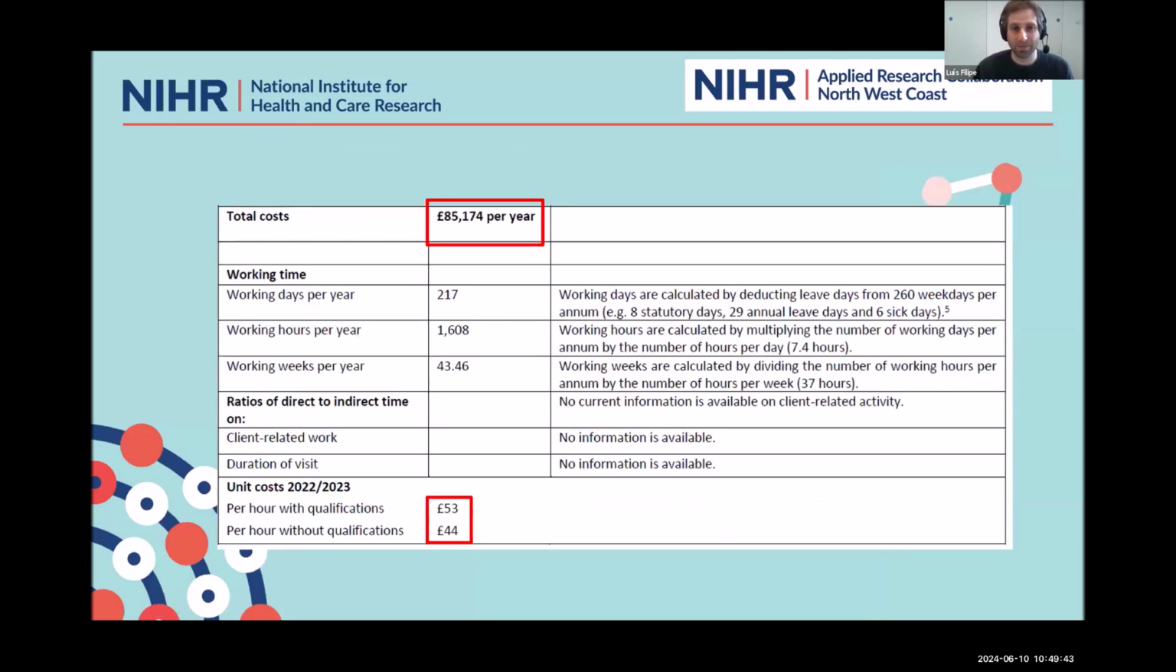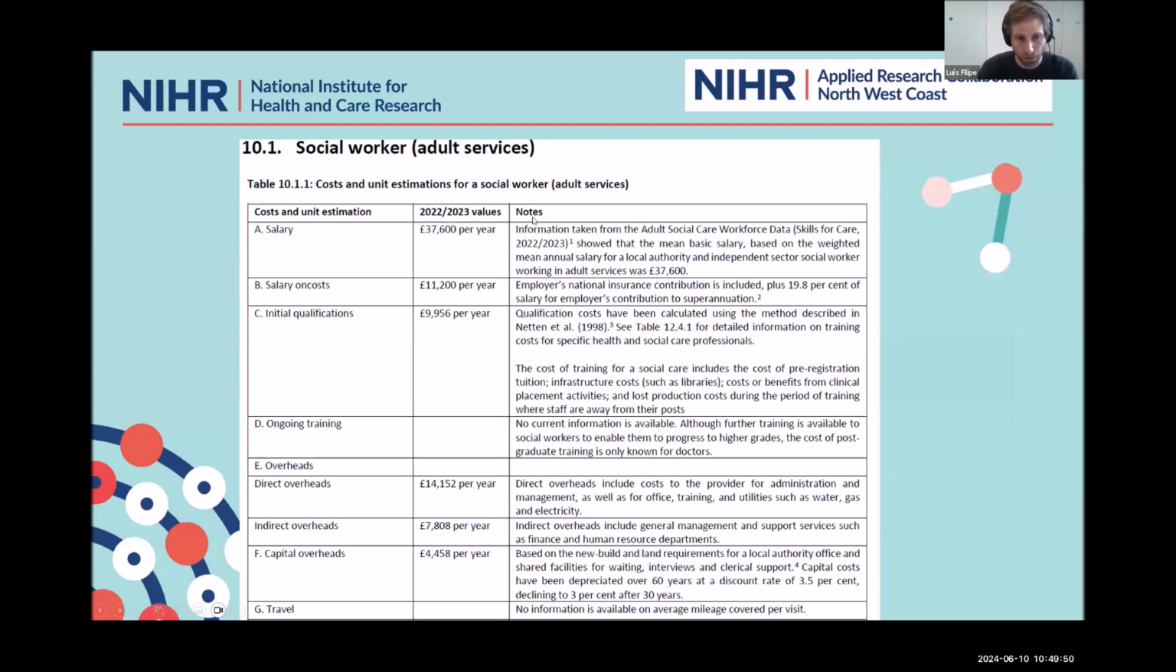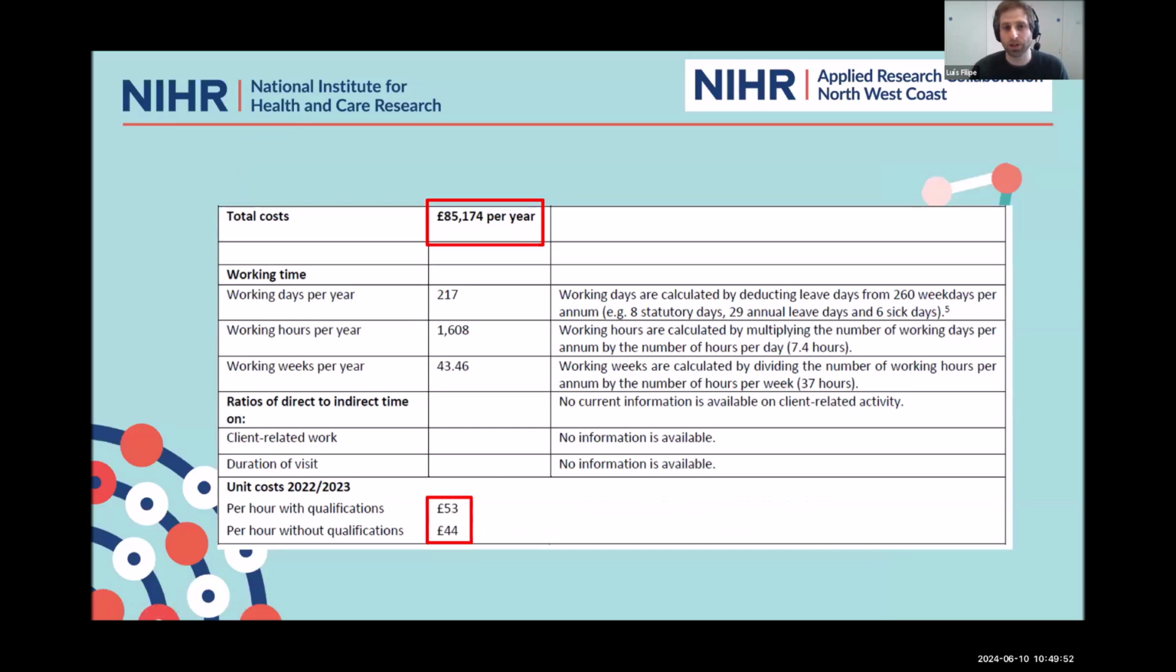So you can see that at some point they will give you the total costs per year. So you have it here. You know that in this case, this social worker is 85,000 pounds per year. And then you also usually have the unit costs per hour. And you also have these two different specifications, which is with qualifications and without qualifications. Of course, the one with qualifications being more expensive.